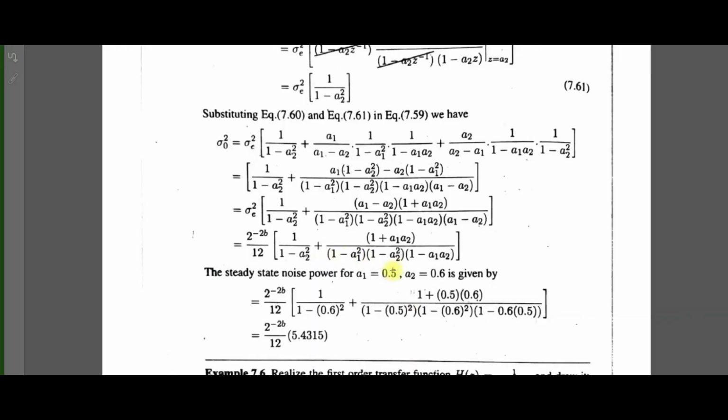So here we can see the same problem solved with A1 equal to 0.5 and A2 equal to 0.6, which we discussed at the beginning of this problem, from Ramesh Babu's textbook. So here in our case also it is A1 equal to 0.5 and A2 equal to 0.6. So the answer is 5.4315, and we got the value as 5.4325.